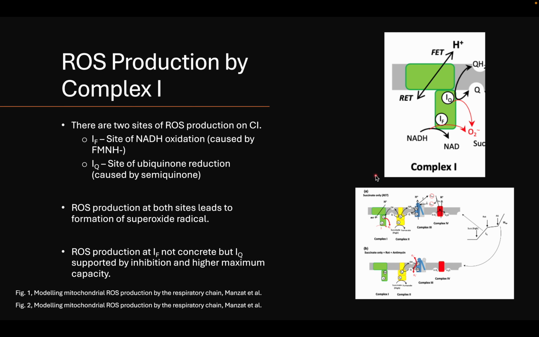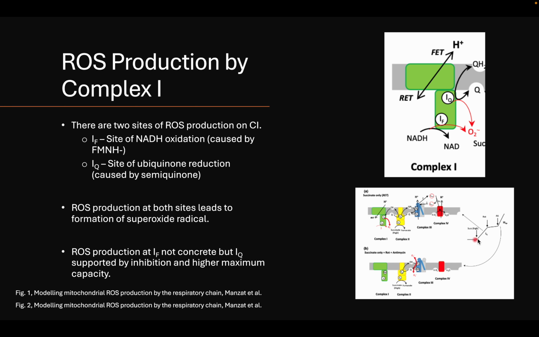This is supported by two inhibitors, one being rotenone. Rotenone inhibits complex 1 altogether. So when rotenone was added, you had complex 1 not producing any type of superoxide radical or reactive oxygen species. When rotenone and antimycin were added, however, you saw that complex 3 started producing reactive oxygen species, but complex 1 was still inhibited.